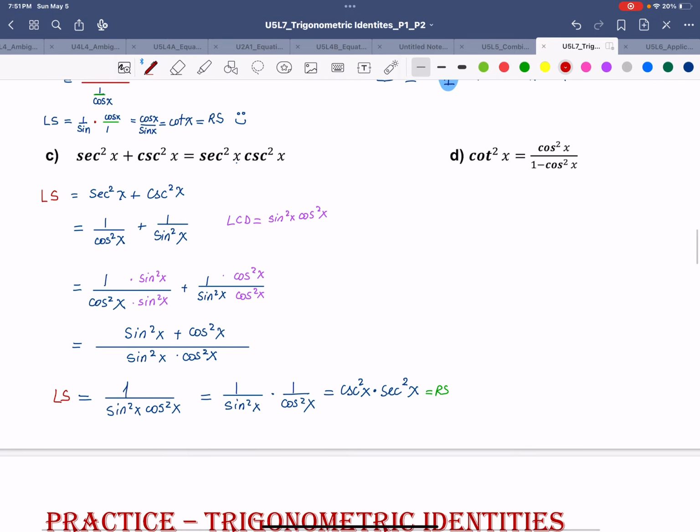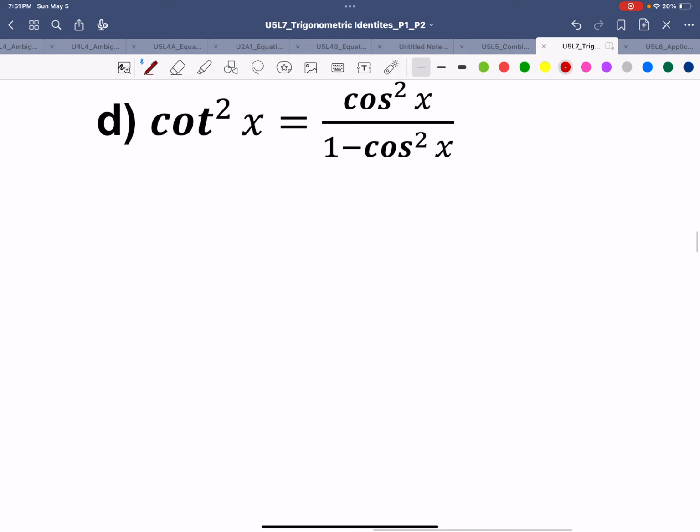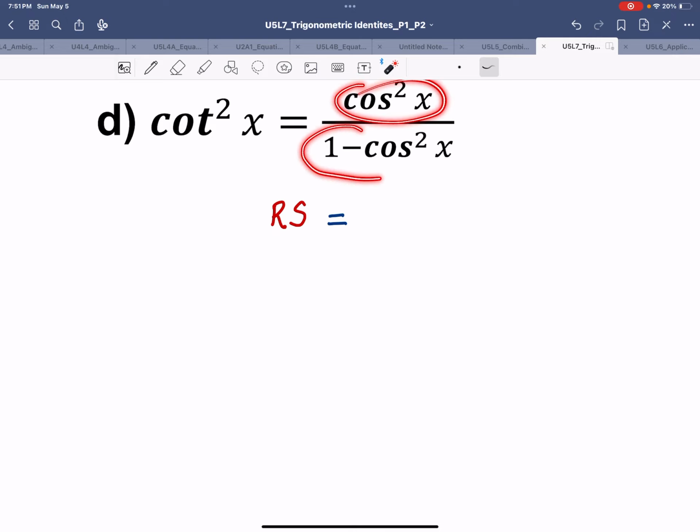Now, let's move on to our last example for the lesson. We have cotan squared x equals cosine squared over 1 minus cosine squared x. You probably have already figured out we're working with the right side. And the reason why is because the right side has more terms that we can replace. So as you can see, we have cosine squared in the numerator and 1 minus cosine squared in the denominator. We have powers of 2 on the right side and power of 2 on the left side. So the power of 2 is probably a good thing to have. Let's put it that way.